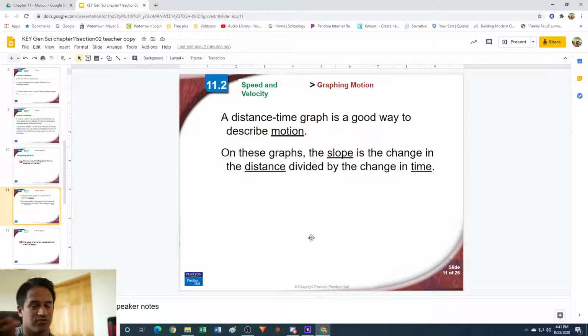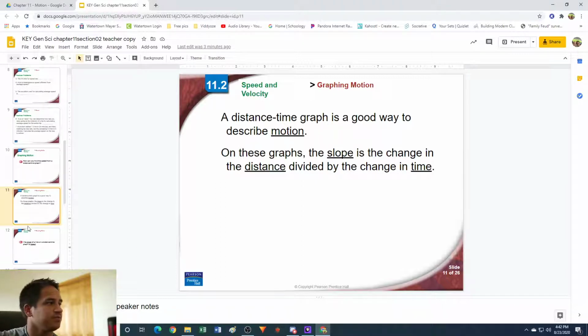And time, of course, we all know what time is, but we use that to determine how long it takes for something to do something. And so with these distance versus time graphs, what we do is we graph distance on usually the y-axis and time along the x-axis, and we can get a visual about how something is changing its speed over time.